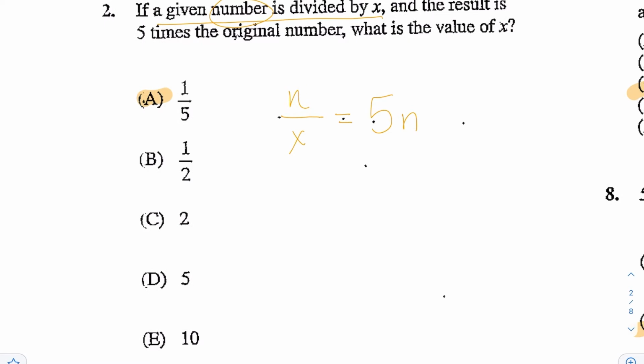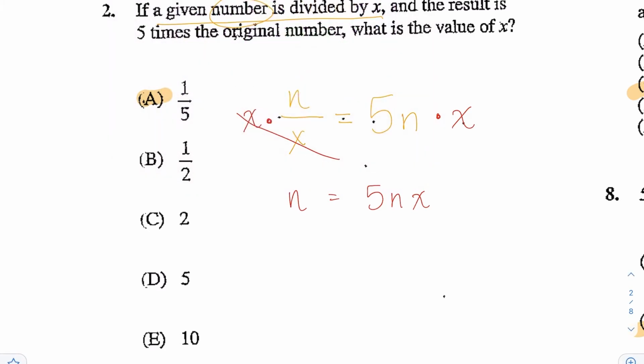And here you actually want to find out what's the value of x. So right now x is in the denominator. You don't want that. So to make x not in the denominator, you can actually multiply both sides by x. They'll cancel out x on the left side, and that'll give you n, which is equal to 5 times n times x on the right.